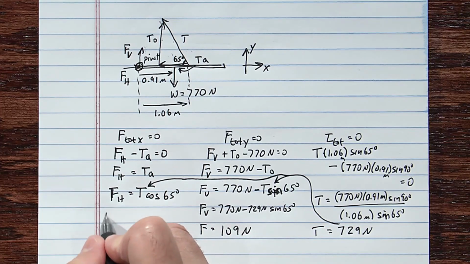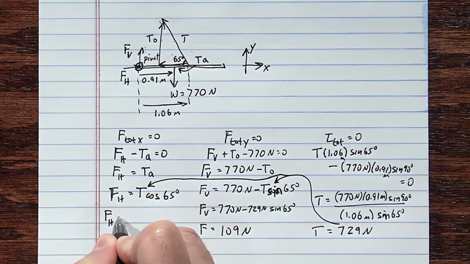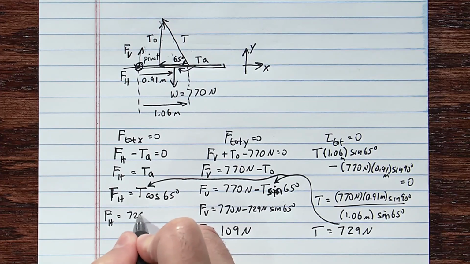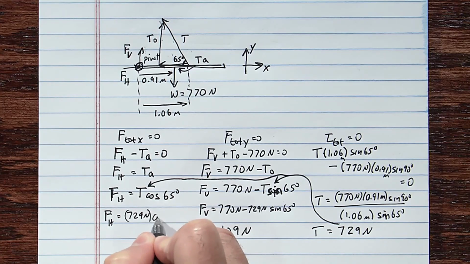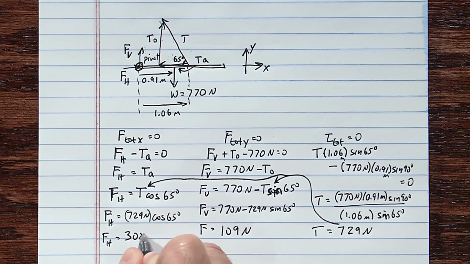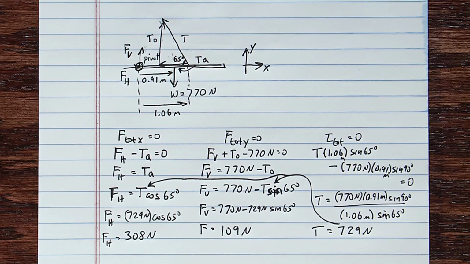And finally, the horizontal force exerted on the climber's feet is 729 newtons times the cosine of 65 degrees, or the horizontal force is 729 newtons times the cosine of 65, which would be 308 newtons. And so there we have our answers.